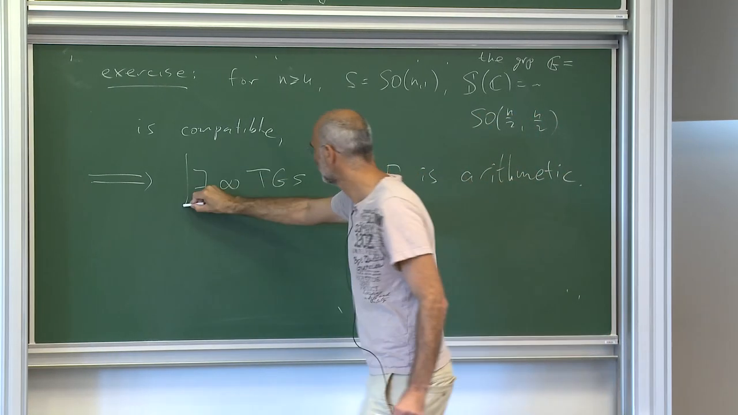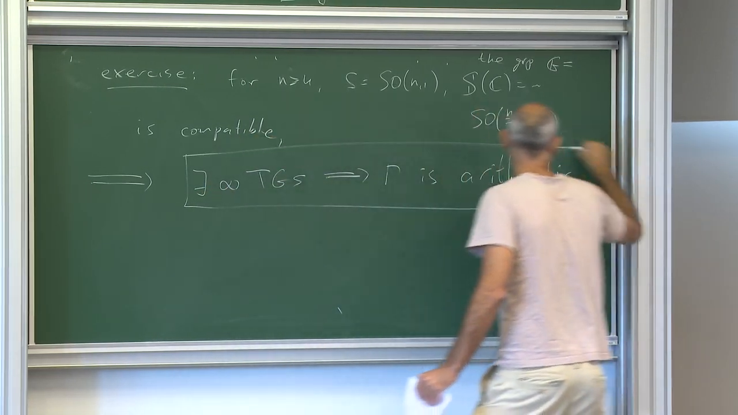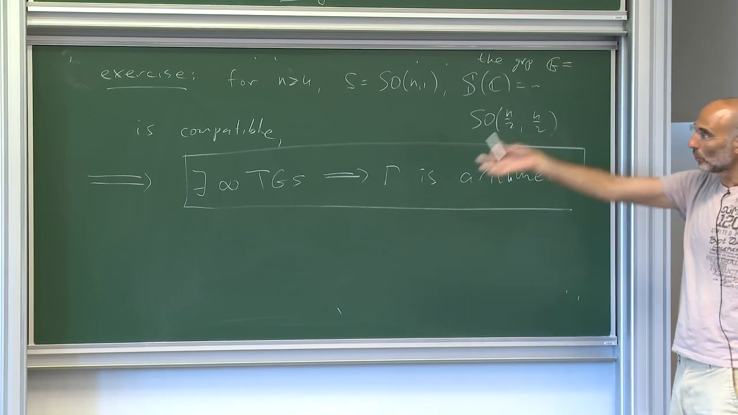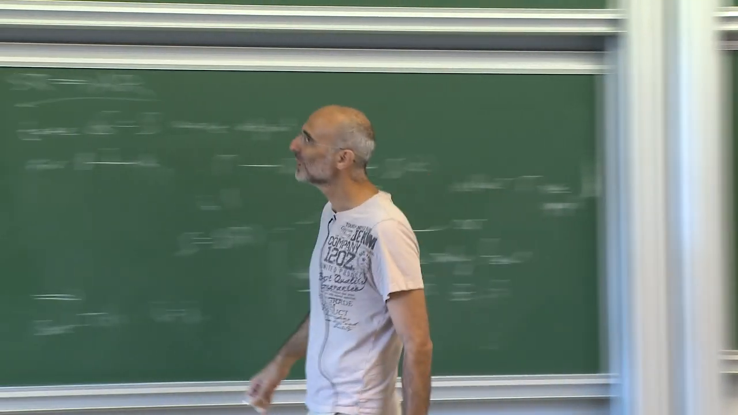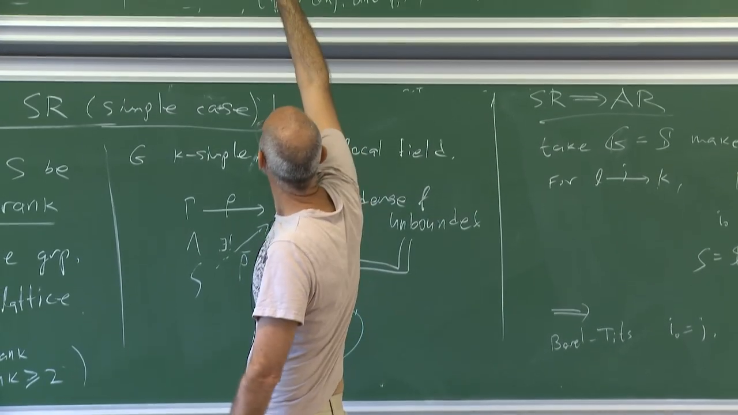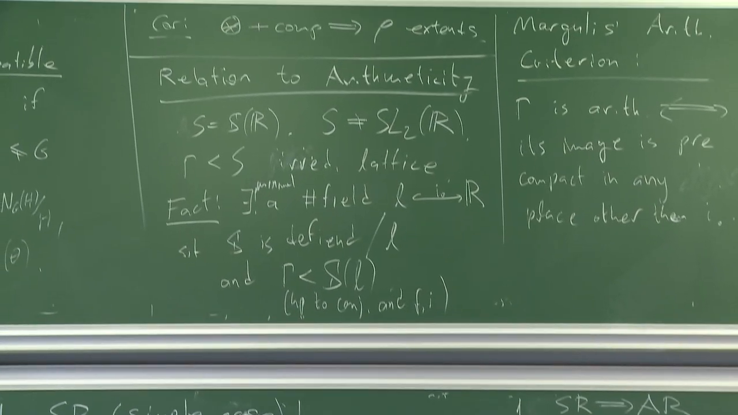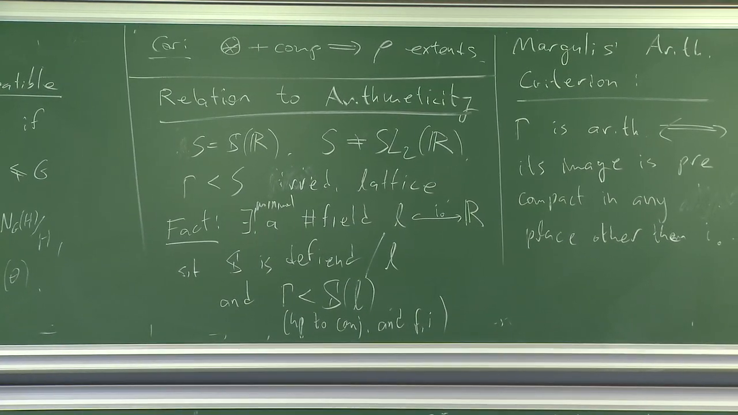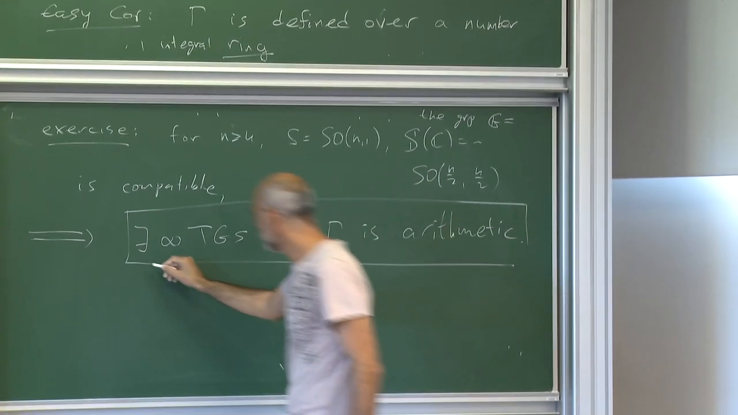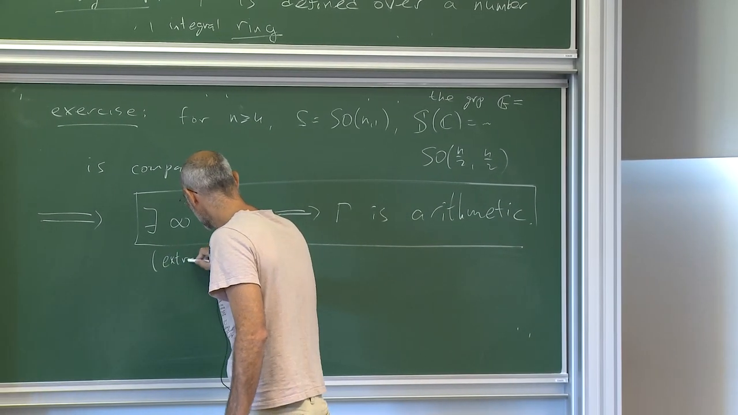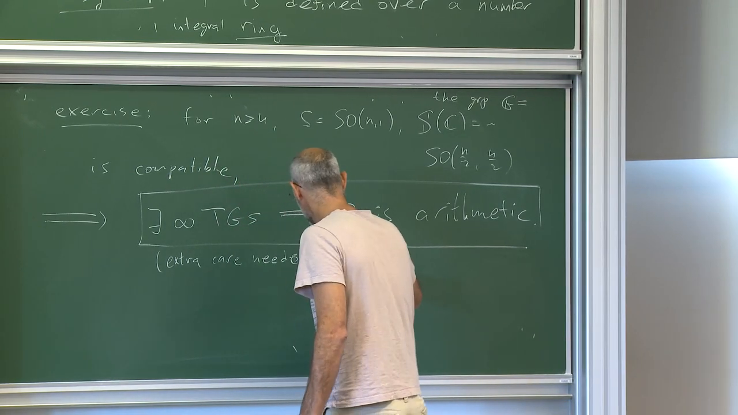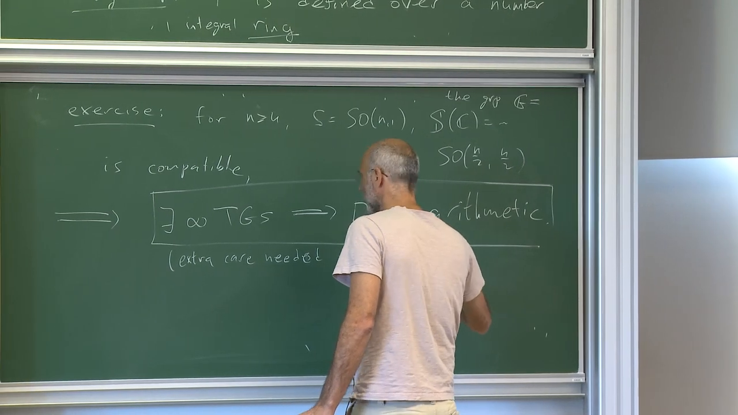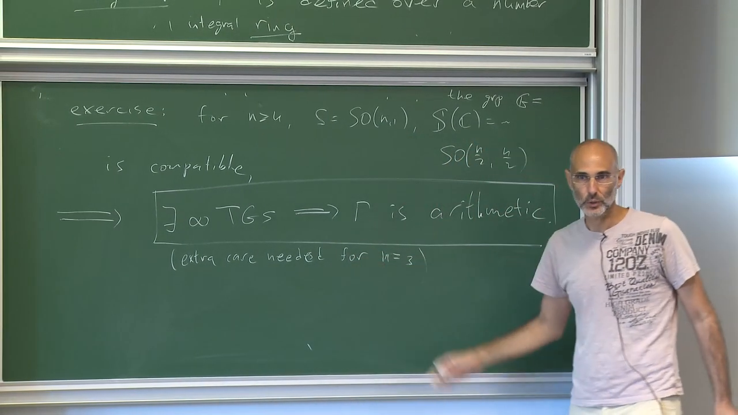This is a theorem. And it really follows from whatever is on the board. Now I need a corollary up there. Thank you, Kahani. So this follows from the corollary on the upper left corner, and also maybe extra care is needed for n equals 3, but it also works for n equals 3.